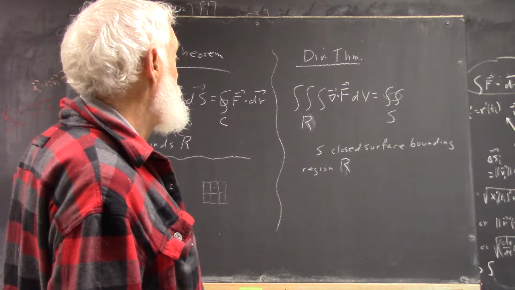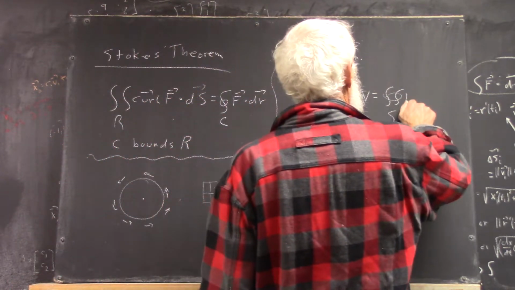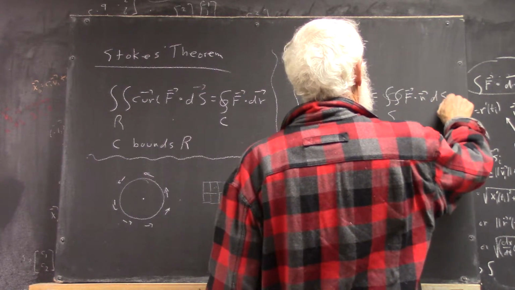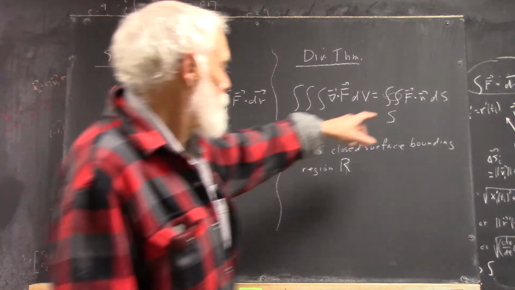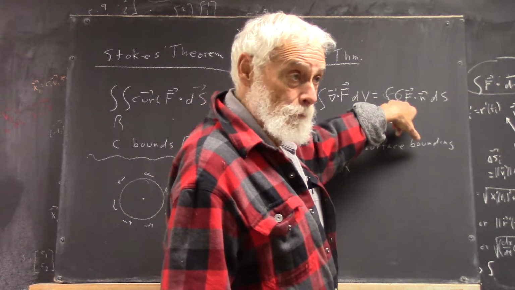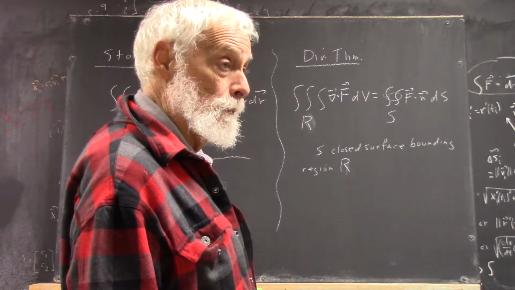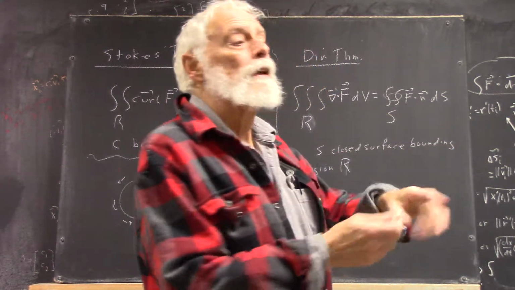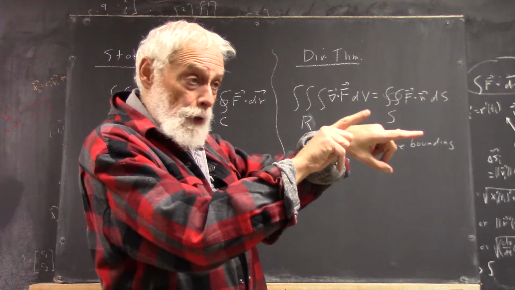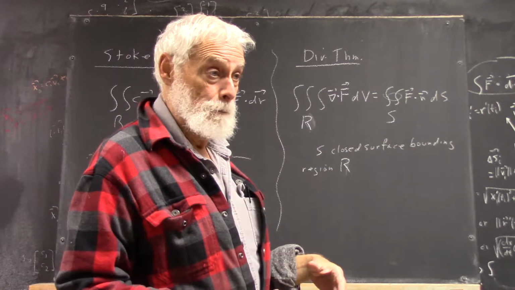And this is the integral of the normal component of the field. F dot N, that's just, N is normal to the surface, and F is your field, whatever direction it has. You take the component of the field in the direction of the normal, and that's what you're integrating.